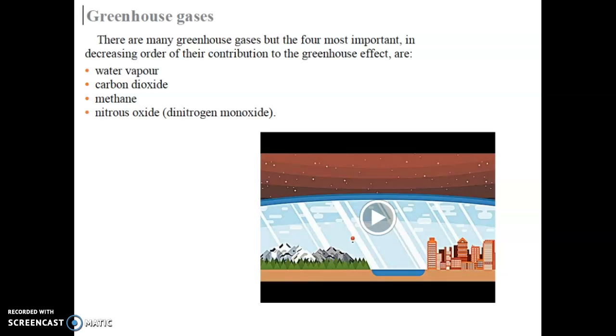Now, the first thing to understand is that there are not that many greenhouse gases. The most important four that we need to consider are water vapor, carbon dioxide, methane, and nitrous oxide. So these are the 4 gases that are present in the atmosphere which contribute to this greenhouse effect.